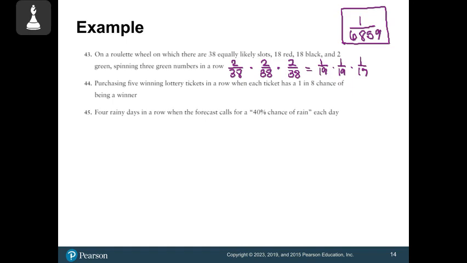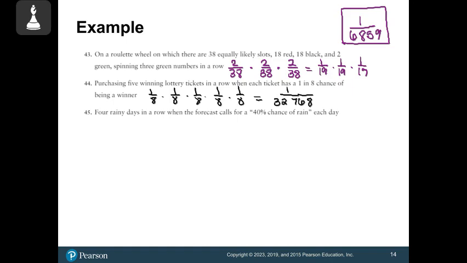Next one, we want to purchase 5 winning lottery tickets in a row when each ticket has a 1/8 chance of being a winner. So 1/8 for the first, and the second, and the third, and the fourth, and the fifth. All 5 of them want to be winning tickets. So if I multiply, top is 1, bottom is 32,768. This is not likely to occur.